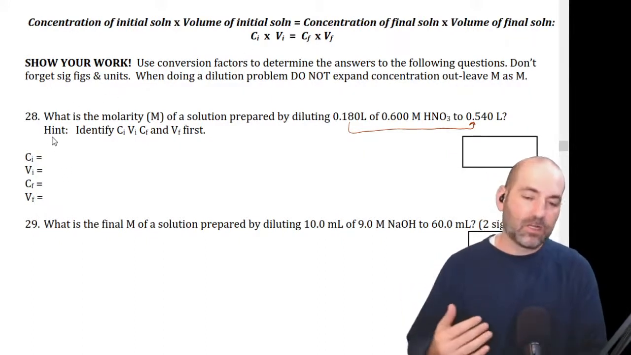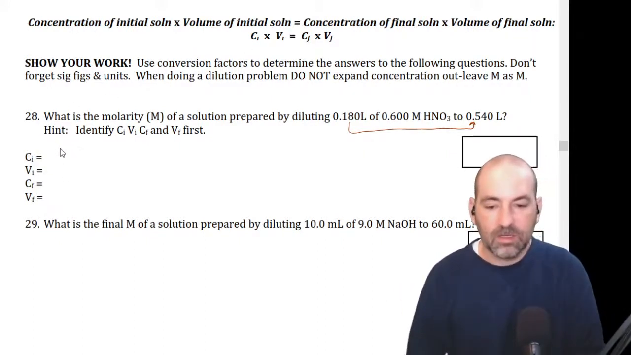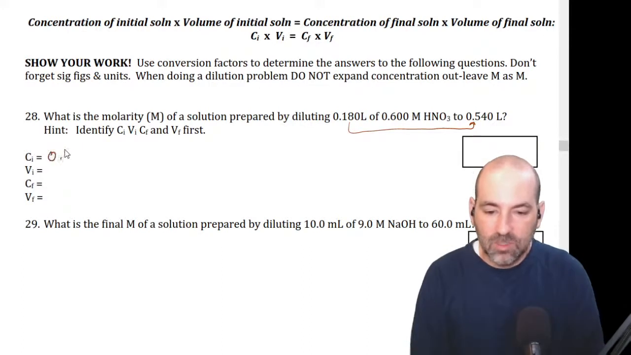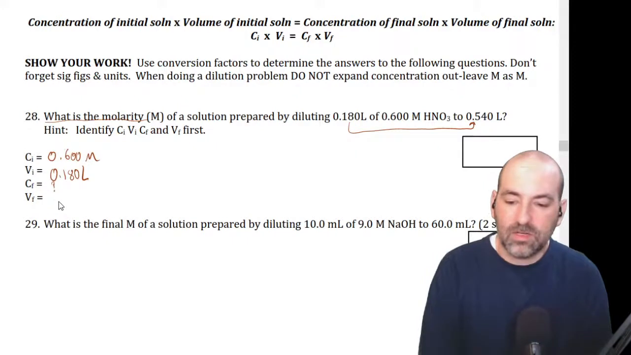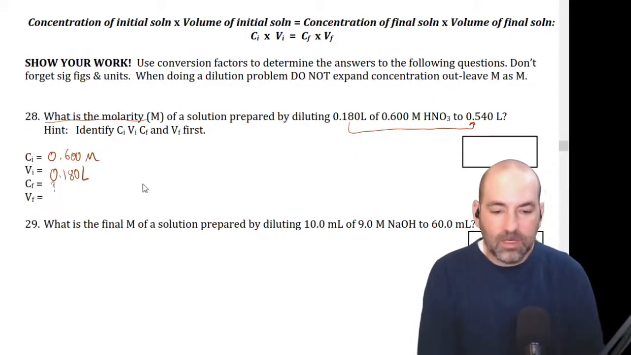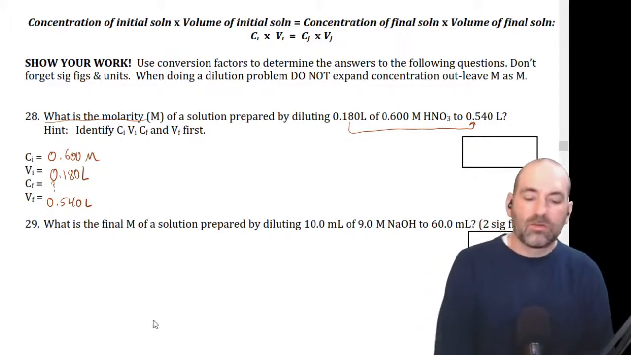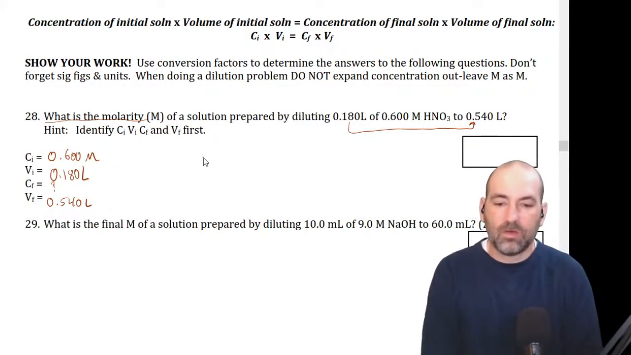So let's identify the terms of this equation, and then we can solve for it. So the initial concentration is 0.6 molar. The initial volume is 0.180 liters. The final concentration is what we're trying to figure out. We don't know that because it says what is the molarity, right? That's the final concentration. And the final volume is 0.540 liters.